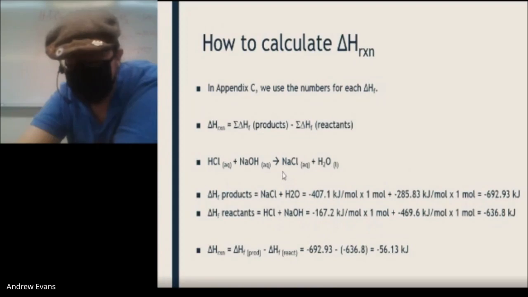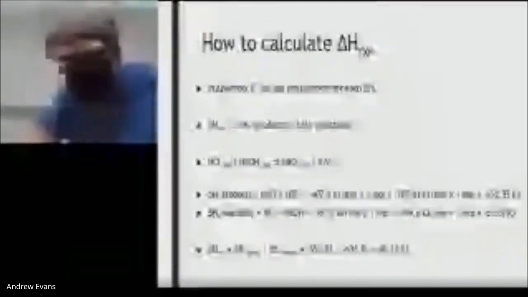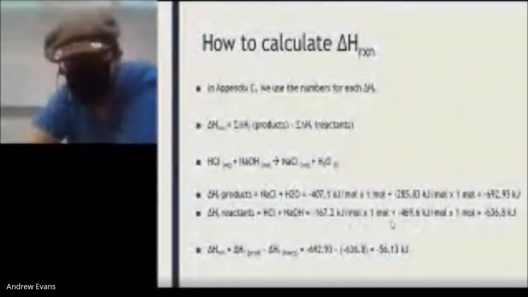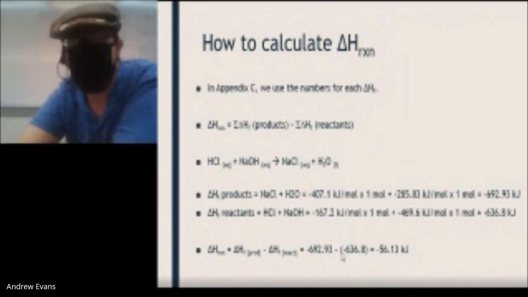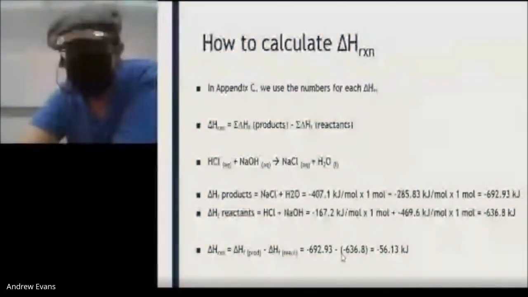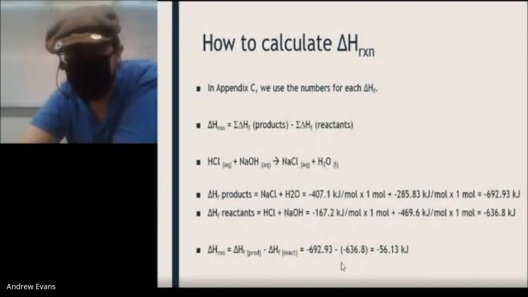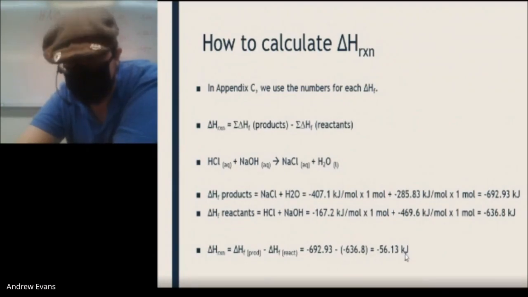I look up HCl, aqueous, that's negative 167.2. Look up sodium hydroxide, aqueous, from the table, negative 469.6. I'd add those together. That's negative 636.8. So finally, I subtract 692 by 636. When I subtract a negative, it's the same as adding a positive. So I'm saying negative 692 plus positive 636, and the result is negative 56 kilojoules.